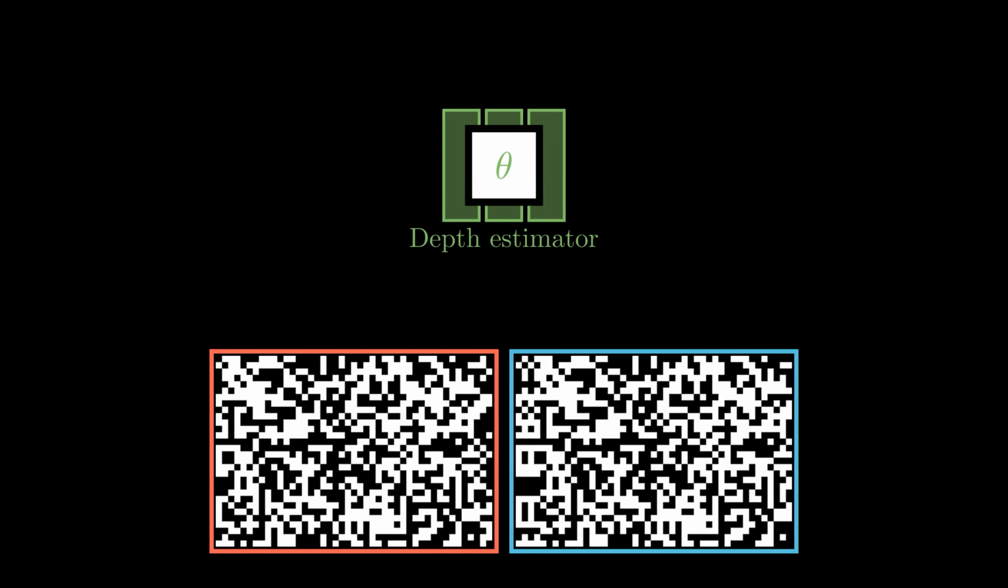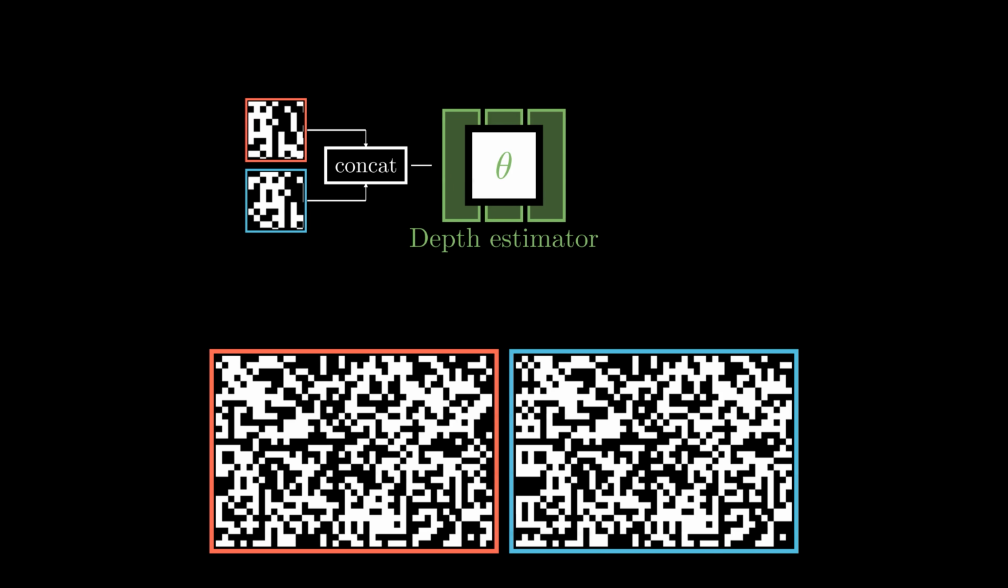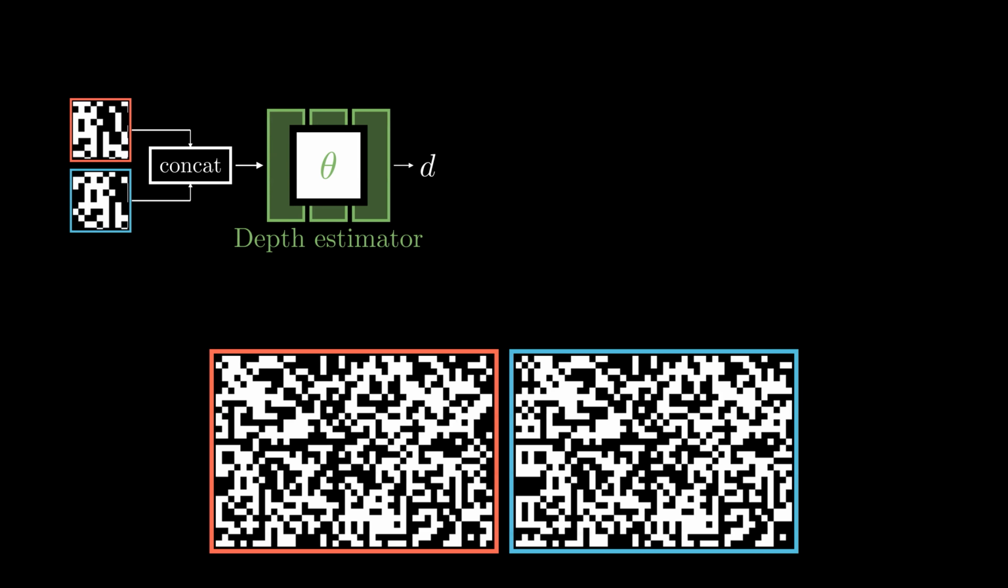One simple approach is to give both images to a neural network and ask it to predict depths. That setup is supervised learning. But this only works if we already have the correct depth label for every pair. So the real question is, can the network learn depths from the relationship between the two views without any labels?